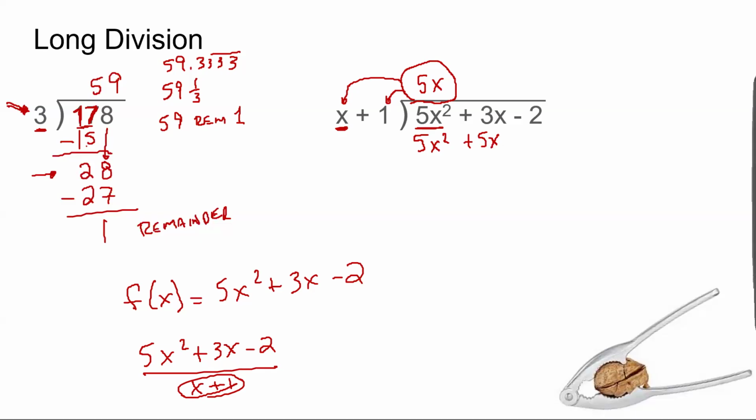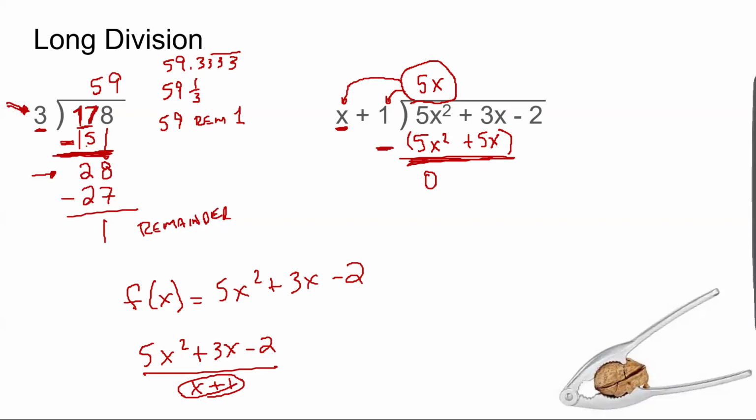And just like with the numbers, we drew a line and we subtracted. So over here, I need to draw a line and I need to subtract. It's actually this whole thing that I'm subtracting, so some parentheses might be in order there, unless you can just remember to do that. But when I do that subtraction, I've got 5x squared minus 5x squared. So that's going to be a 0.